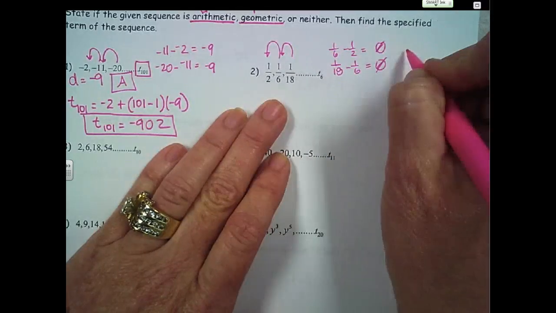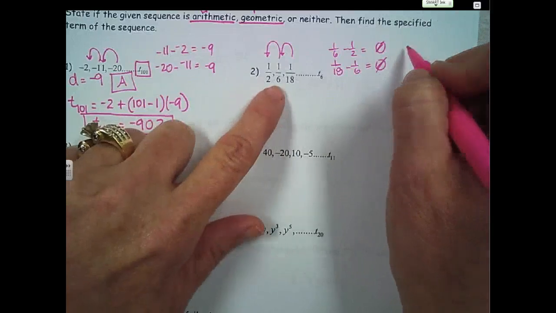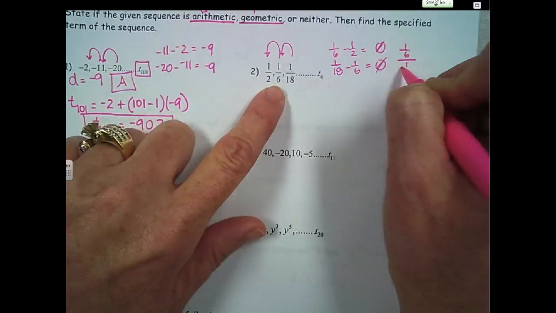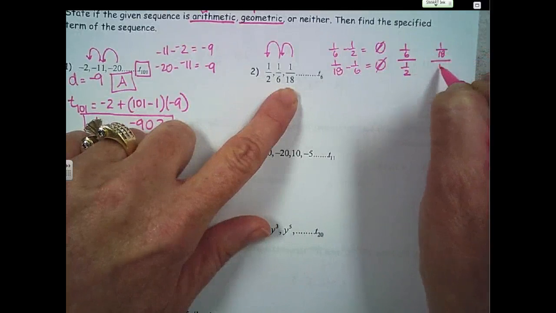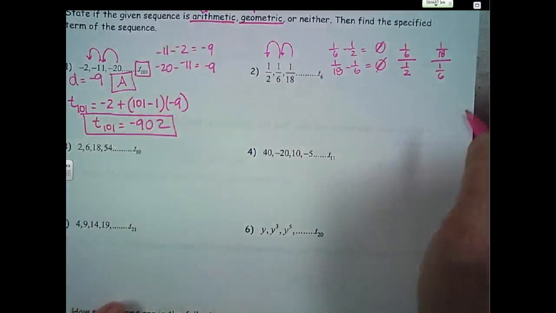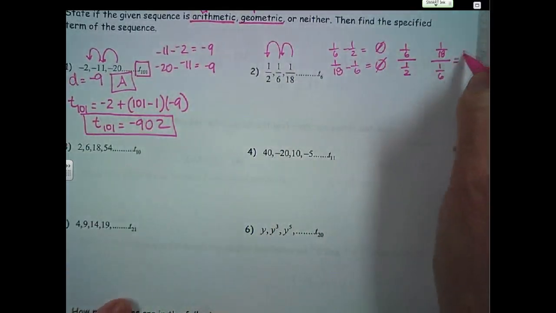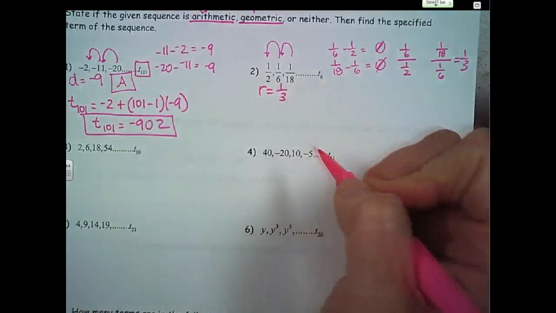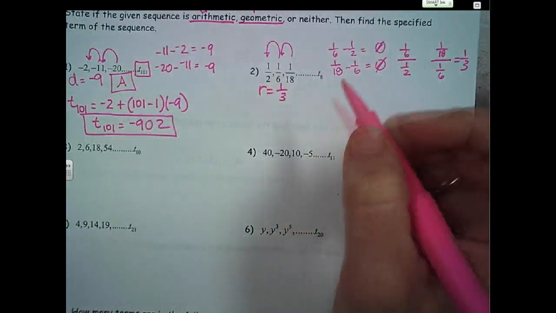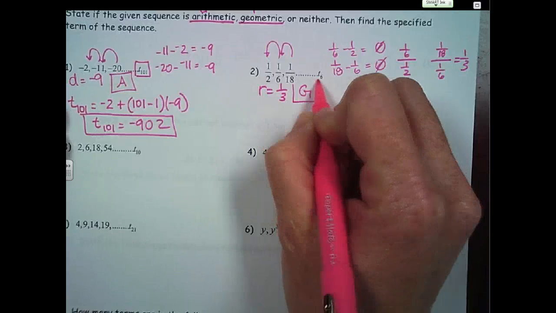So instead, you do the same thing, but you take 1/6 divided by 1/2, and then you take 1/18 and you divide by 1/6. And in both cases, you get 1/3. So therefore, r is 1/3. And since there's an r, that means that it's not arithmetic, it's geometric.